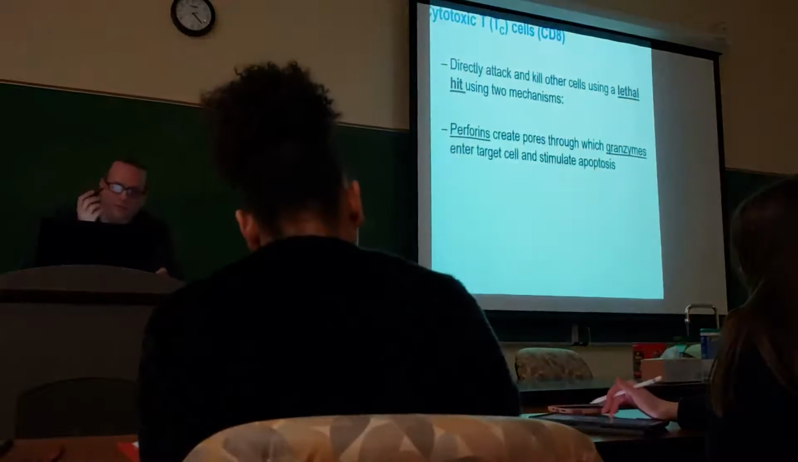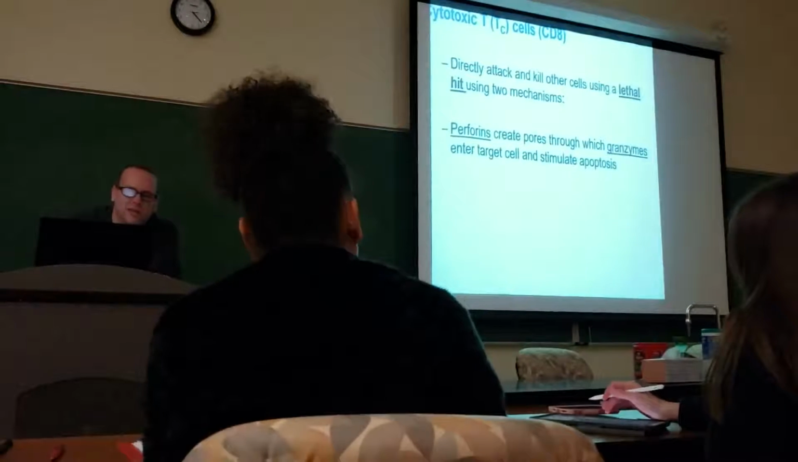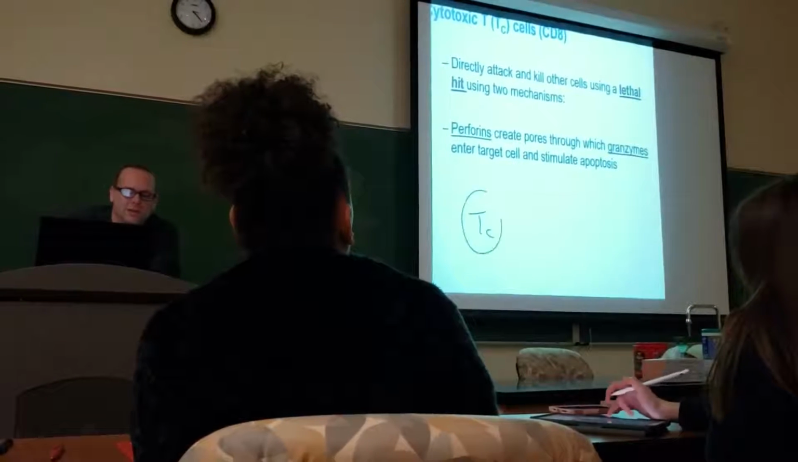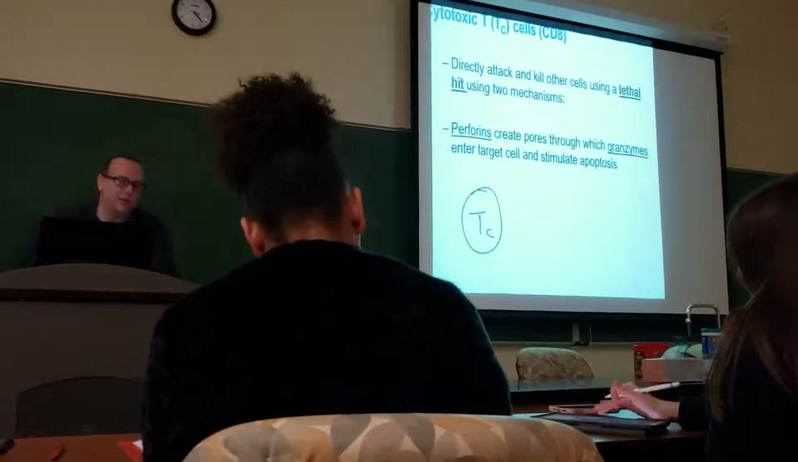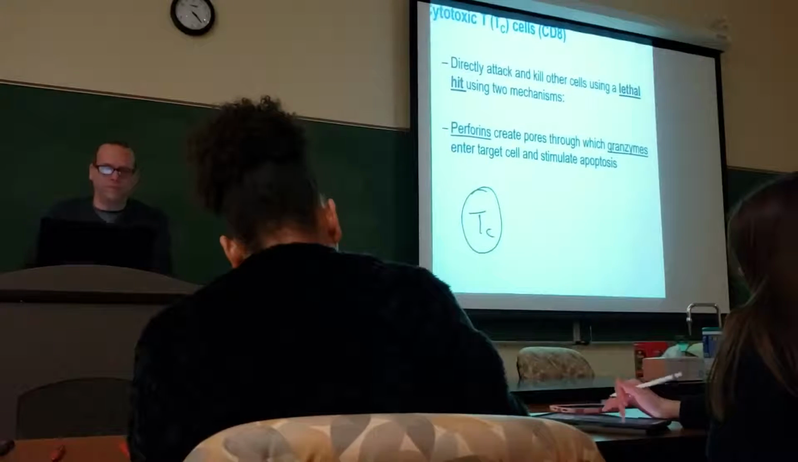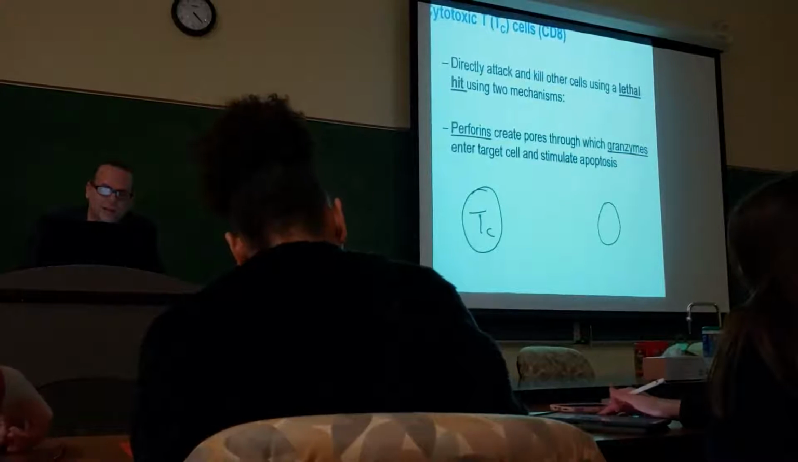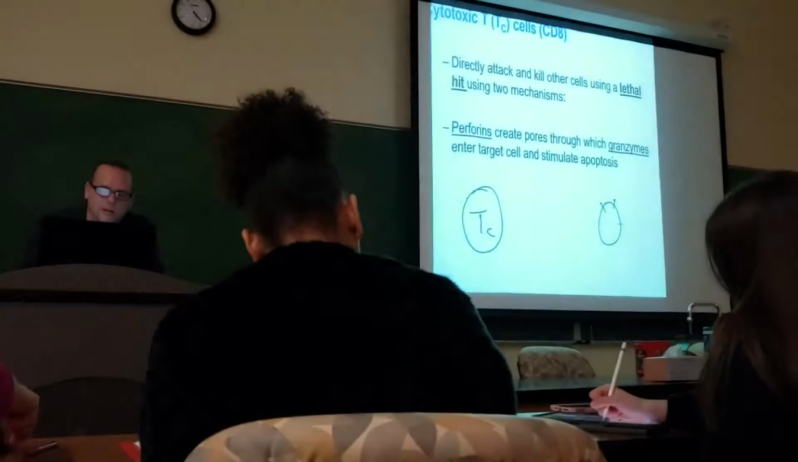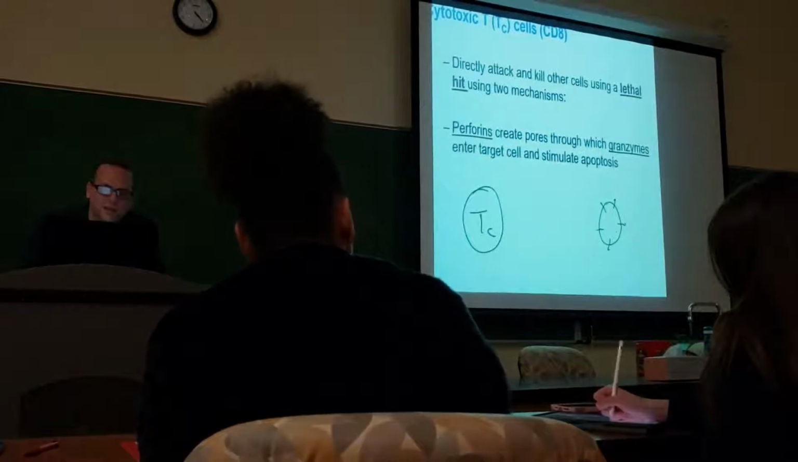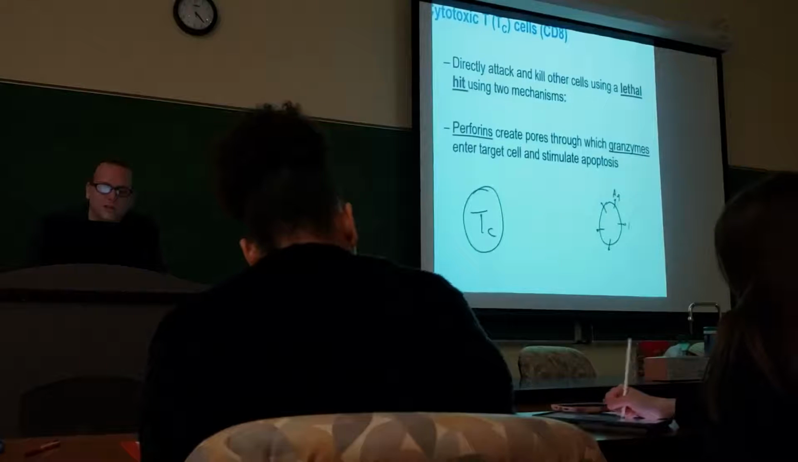CD8s. Finally, the CD8s. We're at the end. So there's a TC cell, a CD8. It got turned on by an antigen, probably a helper T showed it. And now he's seen a cell here that, unfortunately for it, has that antigen all over it.